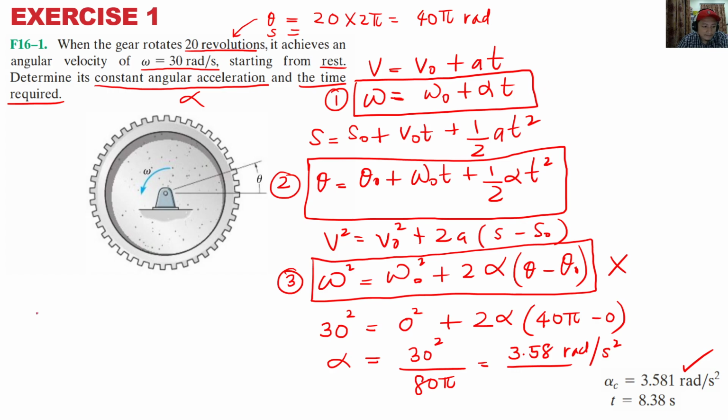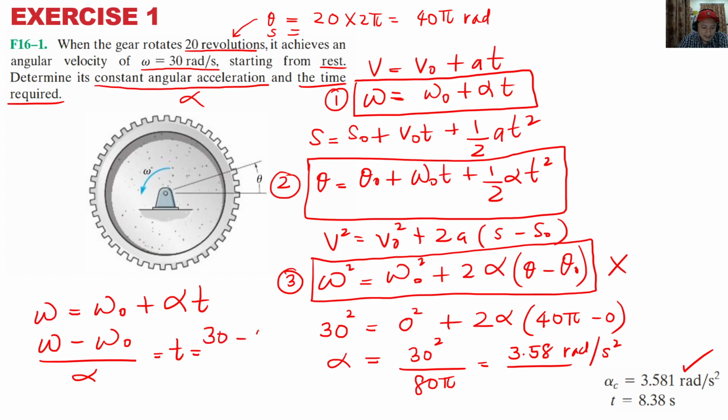Omega we know already. Omega is equal to omega naught plus alpha t. Omega is the final velocity, right? Omega minus omega naught divided by alpha, you're going to get time. So 30 minus 0 divided by 3.58. You get the time. 30 divided by, yup, you got it. 8.38 seconds. This is the time. Okay, so we are done.